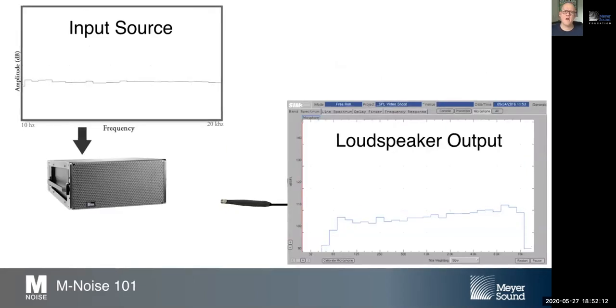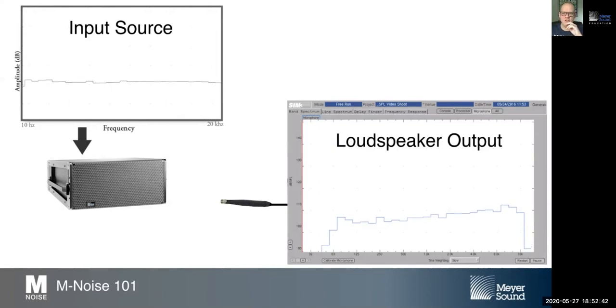We already talked about this during the previous webinar, but imagine that, for the sake of simplicity, I were to inject pink noise into my system under test, which happens to be a line array element. I inject pink noise, flat spectrum, equal power per octave, into my loudspeaker, and I pick up the output of the loudspeaker with a measurement microphone, and then I observe the output spectrum.